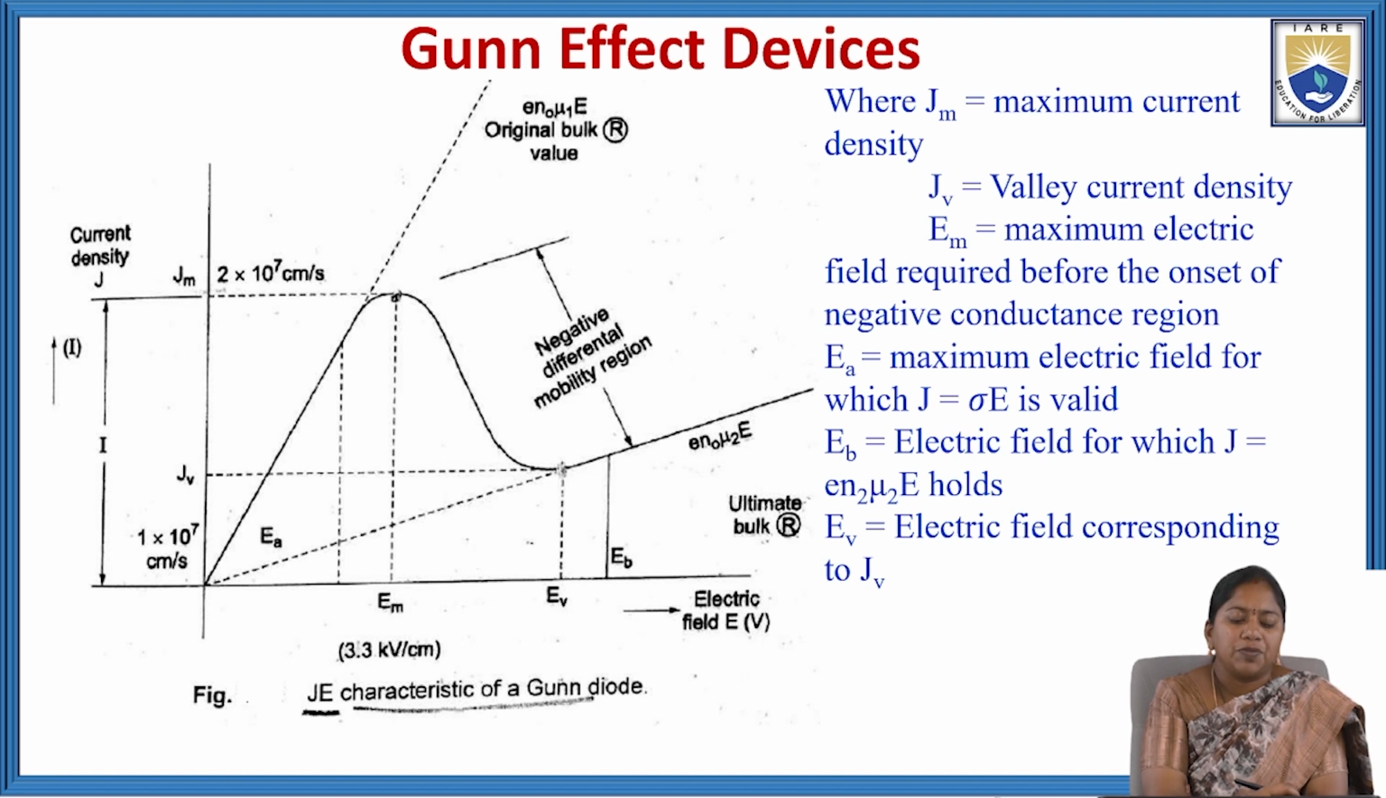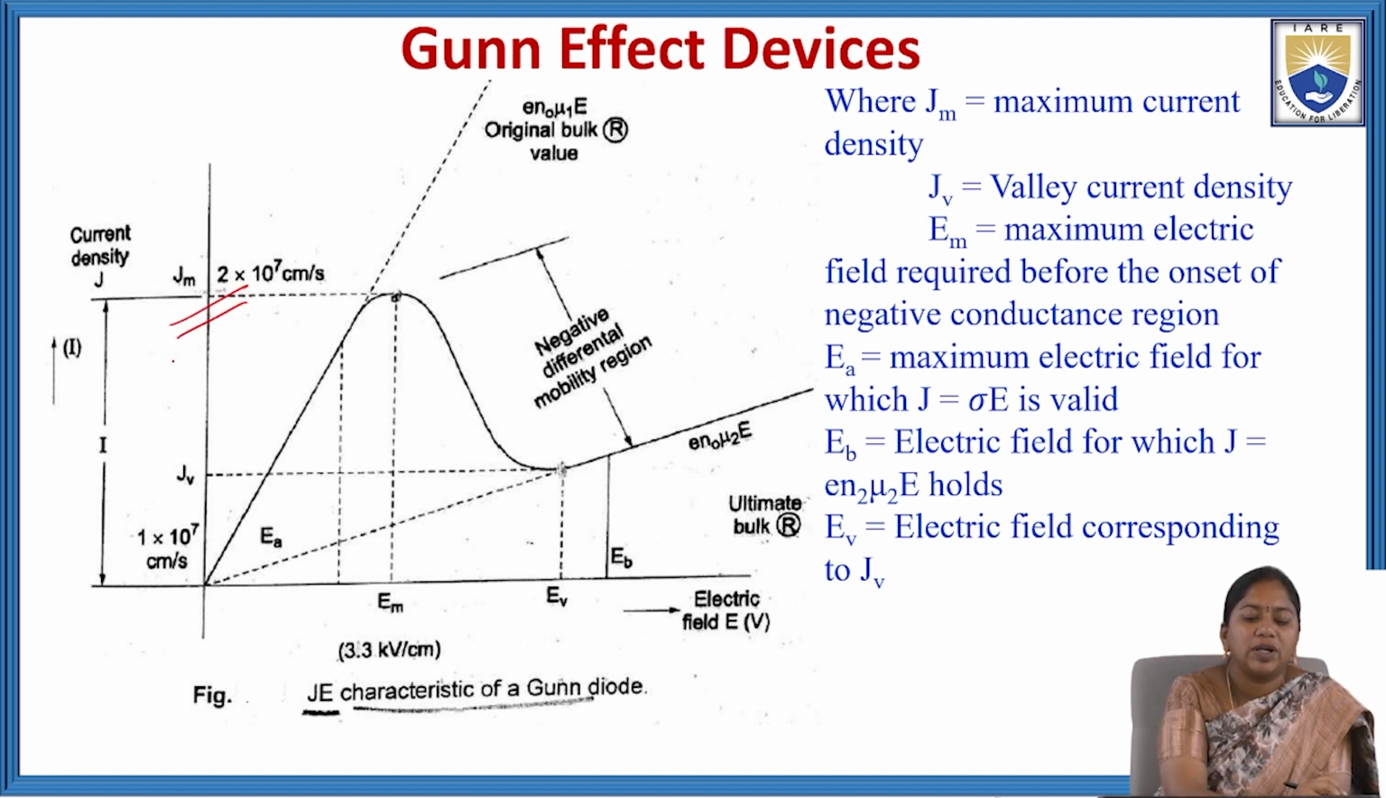From the figure it is observed that Jm is the maximum current density, and Jv is the valley current density.